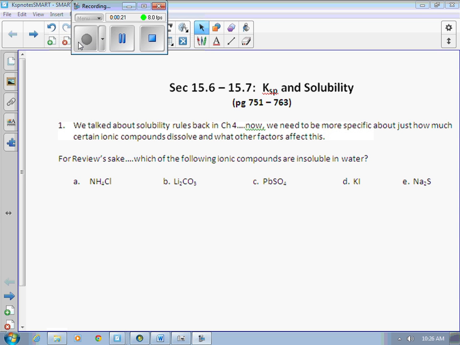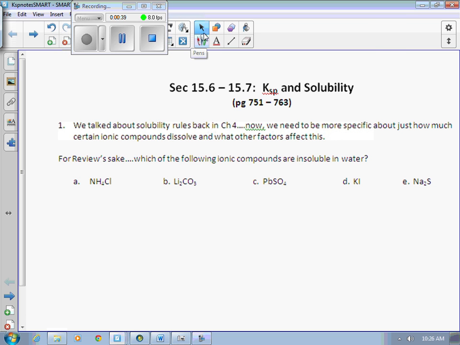Today we're going to talk about Ksp. A lot of this stuff is going to be reviewed from that POGIL activity, but I think we'll clarify some things. So, let's get started. First of all, Ksp is all about the solubility rules. So if I gave you this list here, which of these do you think would be insoluble in water?